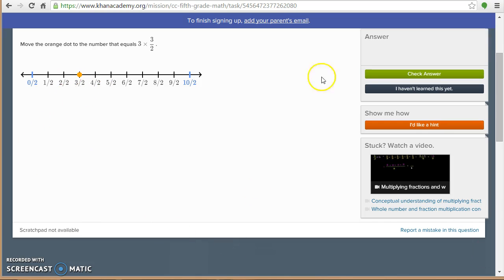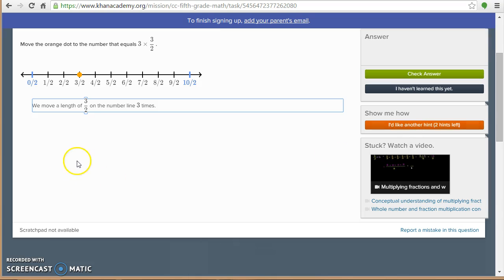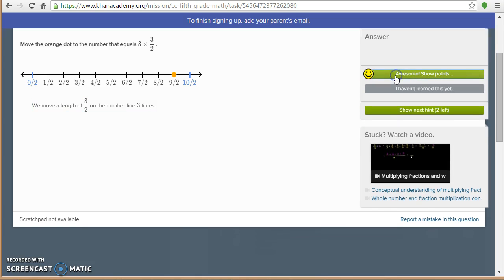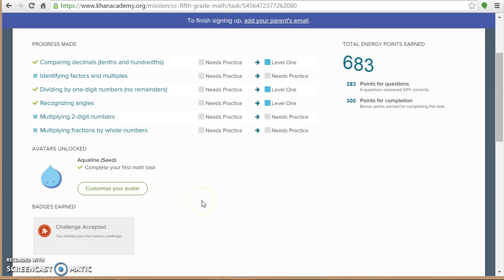And if this number line confuses you, hey, I'd like a hint. We move the length 3 seconds on the number line 3 times. All right, so would this be 2 times and this be 3 times? I don't know. Let's check. Hello, we did it. Awesome. Show points. So again, it's just a fun way to learn math. It's not a big deal if we don't get it. We have lots of hints to look at.